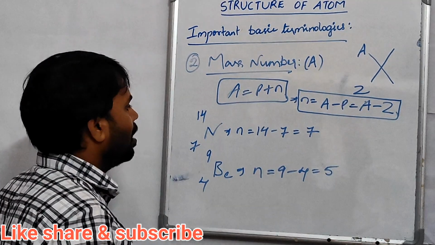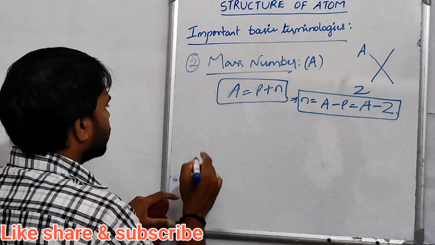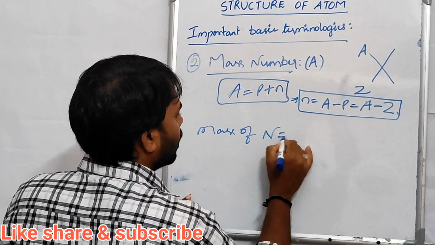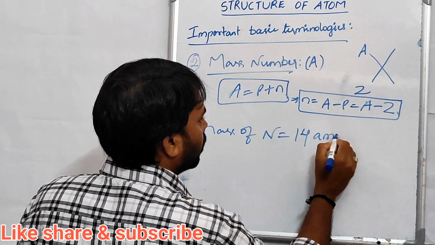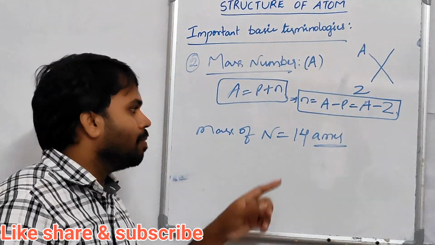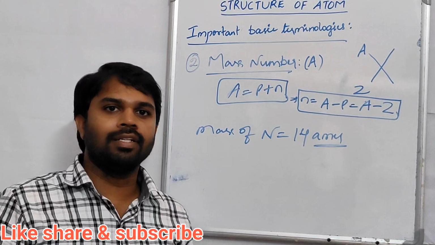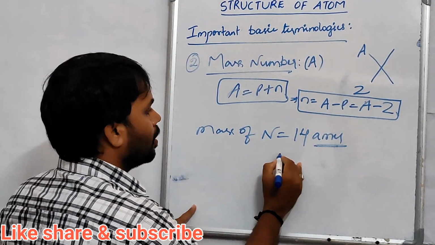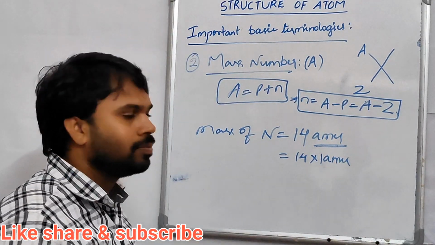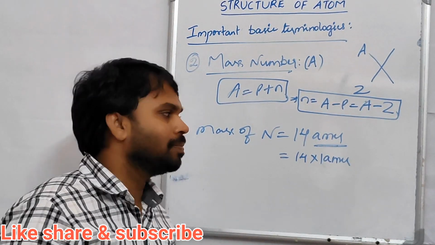Now come to the mass number of nitrogen. Mass of nitrogen equals 14 AMU. This AMU stands for atomic mass unit. The mass number tells us how much heavier an atom of an element is than 1 AMU. That is equal to 14 into 1 AMU. Now the question is, what is this atomic mass unit? Let's see.